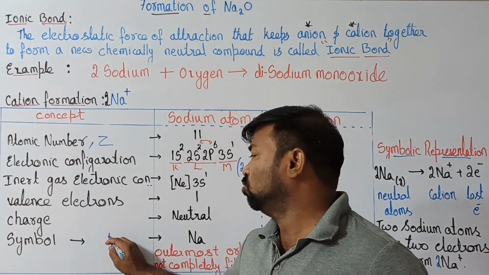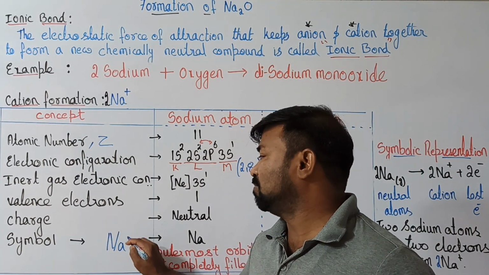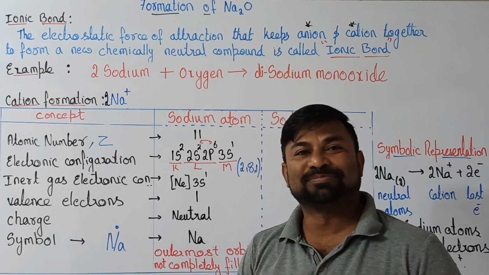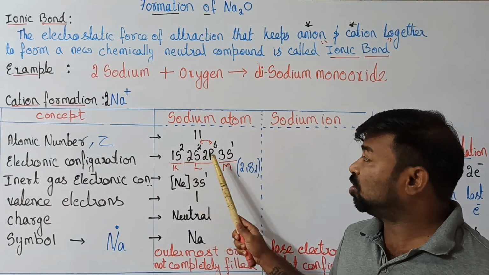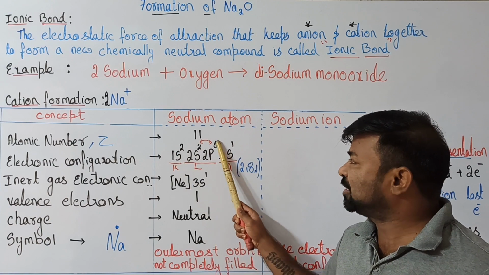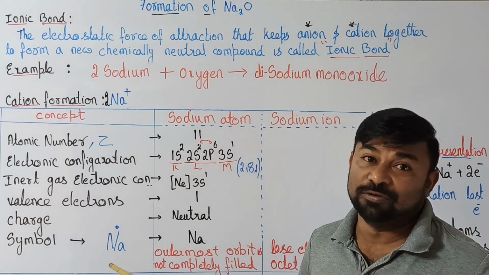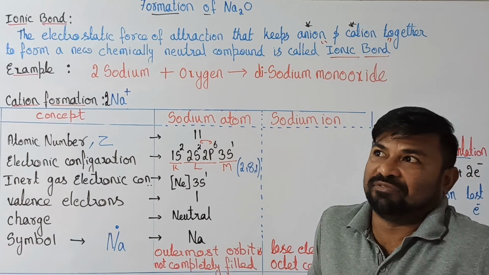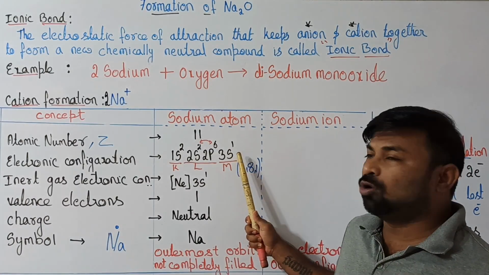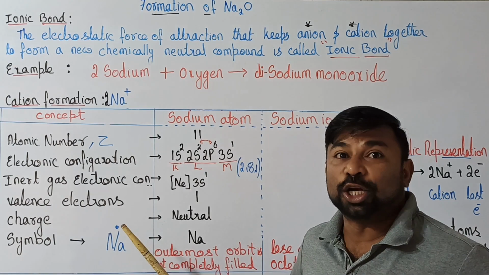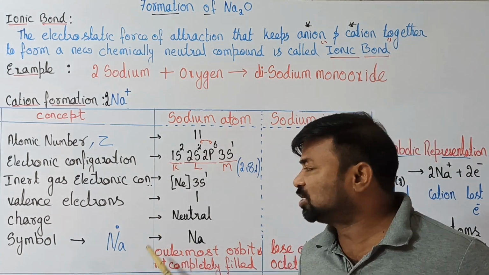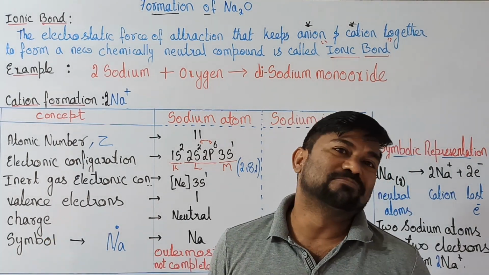If you like to draw the Lewis dot picture, we go like this. All the protons and inner electrons are represented by the symbol Na, which we call the kernel of the formula. And the outermost electron is represented with a dot or a cross. This is the Lewis dot picture of sodium.